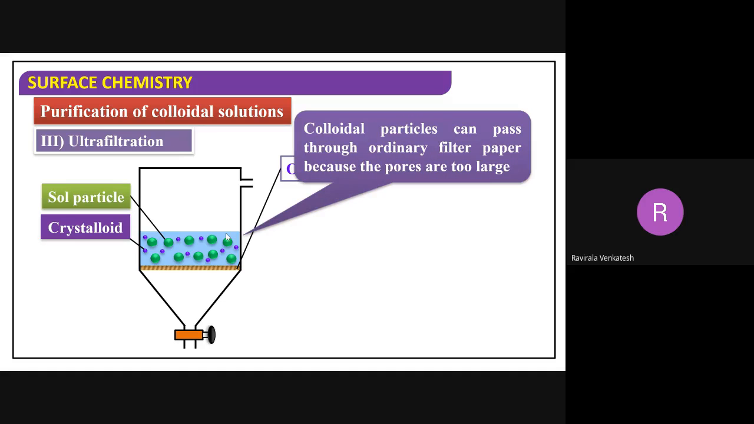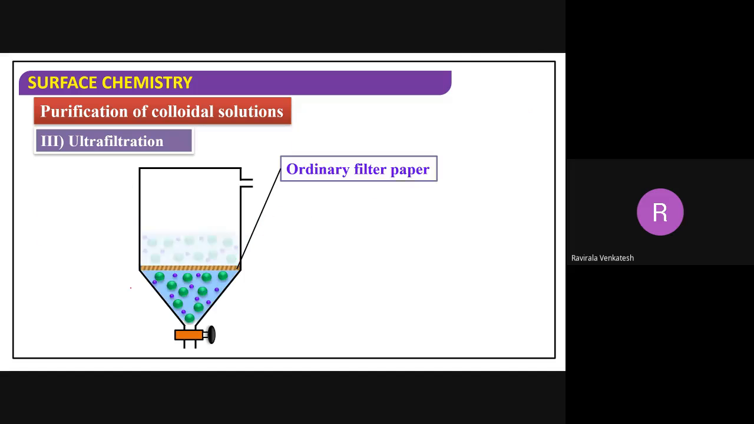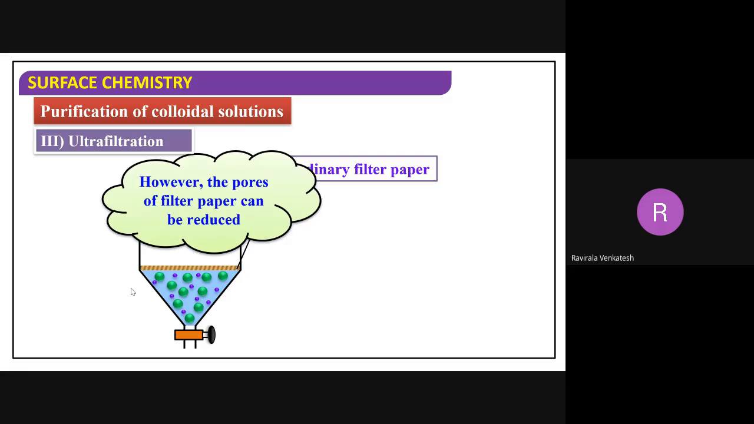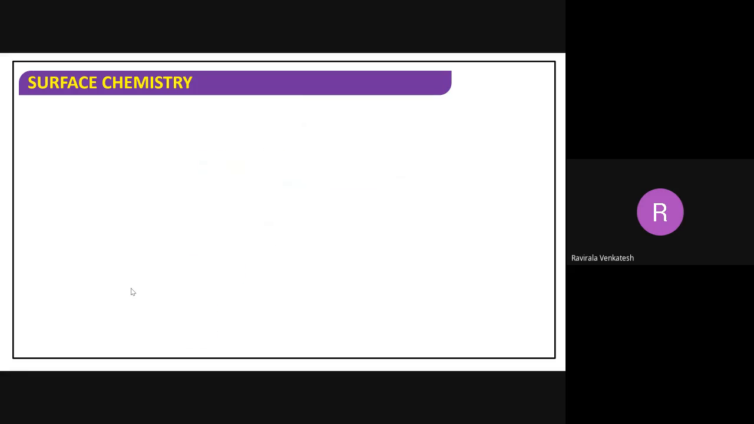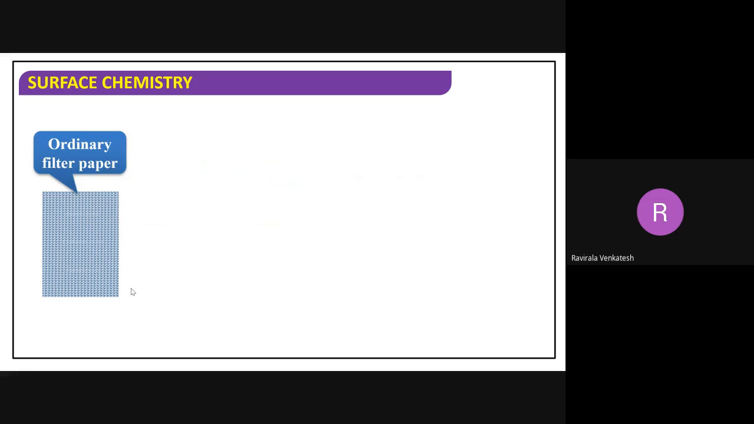If you take an ordinary filter paper, both can pass through, because ordinary filter paper has bigger holes. Through the bigger holes, both sol particles and crystalloid particles will pass. So there is no use for us. We can't separate them using this. With an ordinary filter paper, it is impossible to purify a colloidal solution. So in place of ordinary filter paper, what do we have to use?